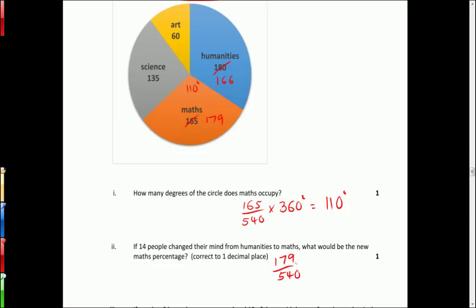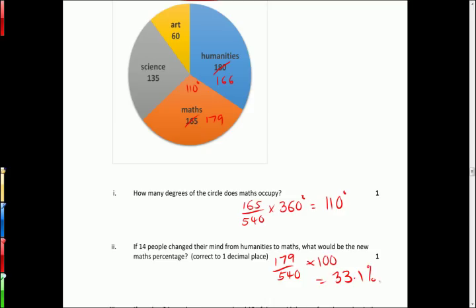What would be the new maths percentage? Well, we never calculated an old maths percentage, so poor question, David. But the new maths percentage will be 179 over 540, and times by 100 just to turn it into a percent. So 179 divided by 540, times by 100. The new maths percentage will be 33.1% to one decimal place as requested.